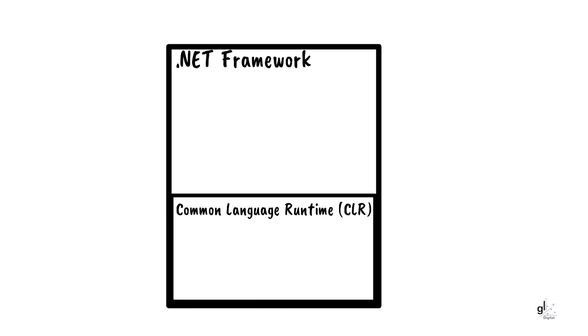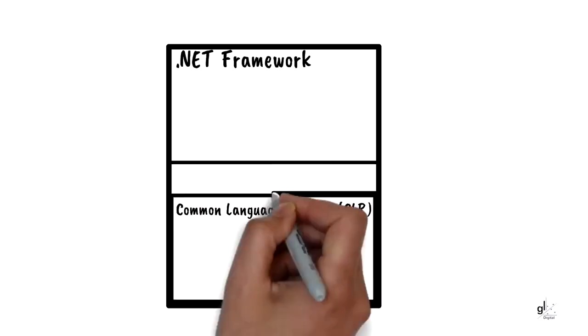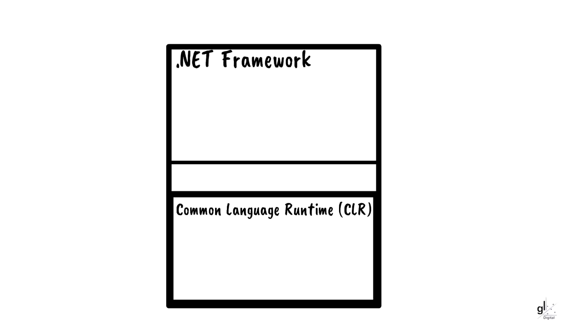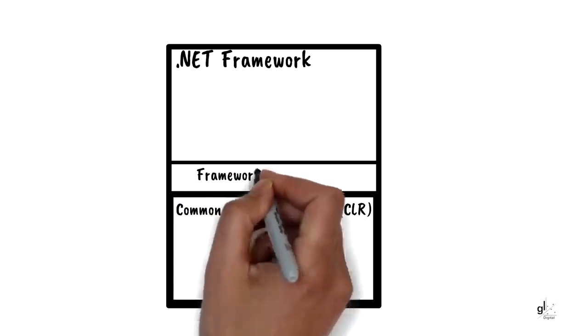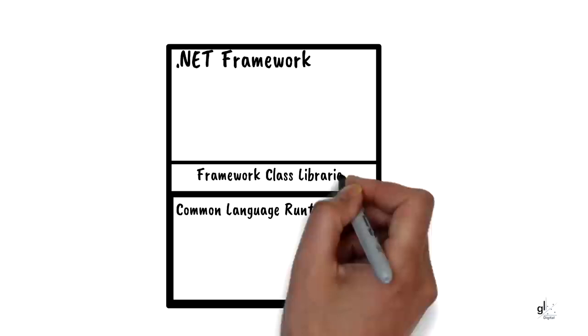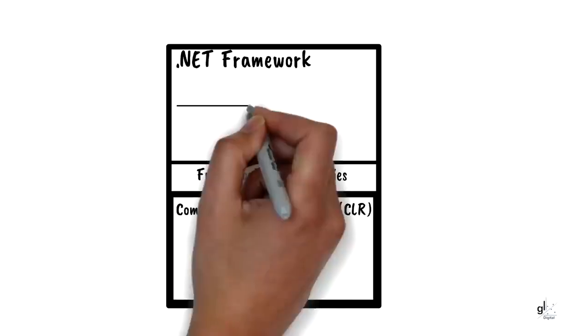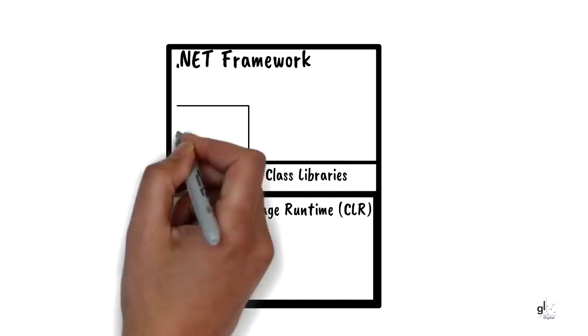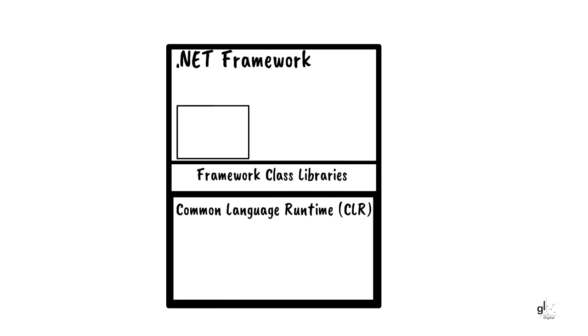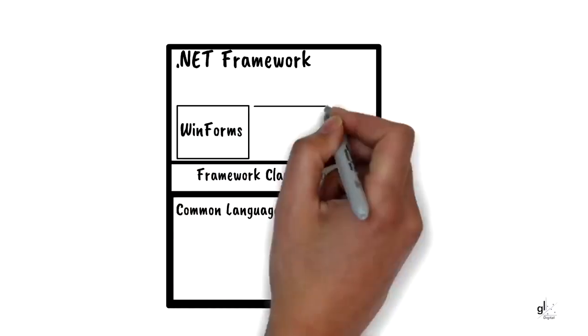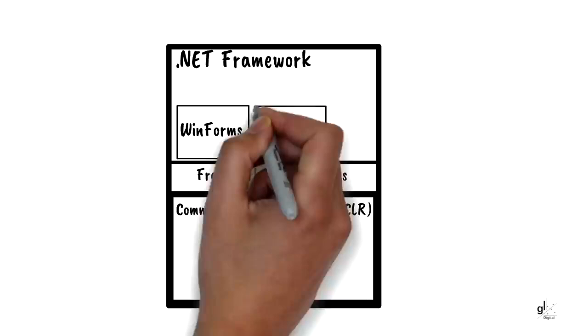A number of class libraries, called the Framework class libraries, are built into .NET Framework and are available to be consumed by .NET applications. Developers can produce their software by combining their source code with .NET Framework class libraries. So .NET Framework provides a library of classes that can be leveraged from our applications.